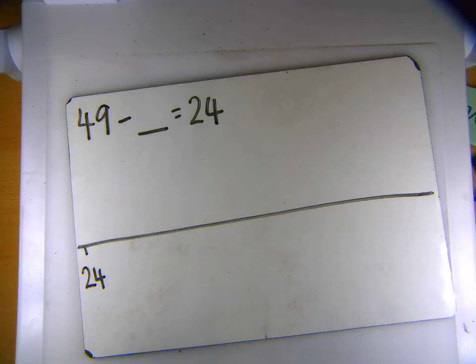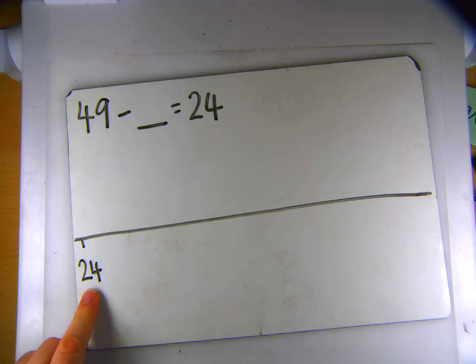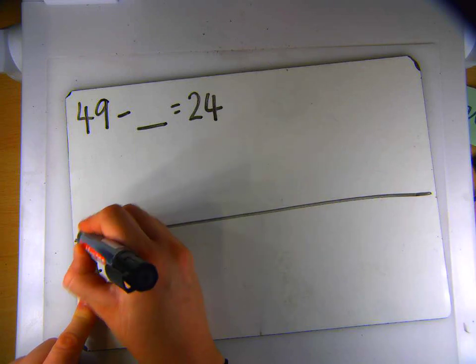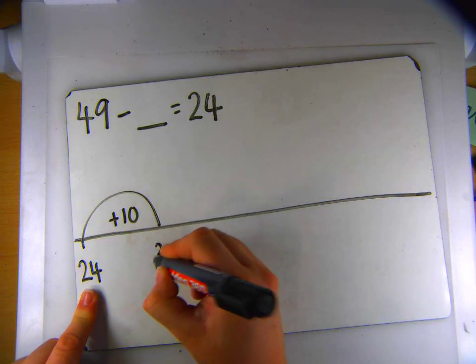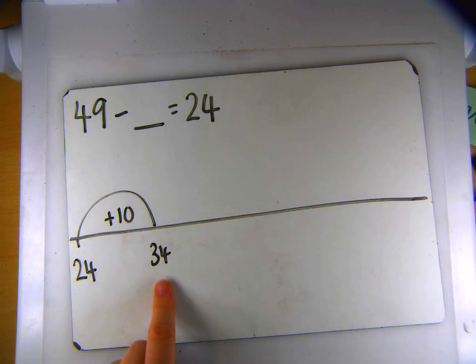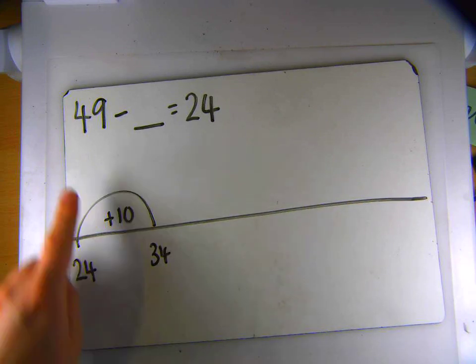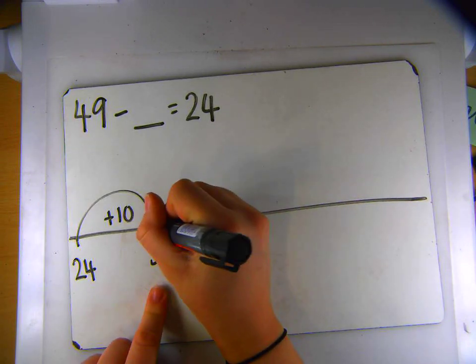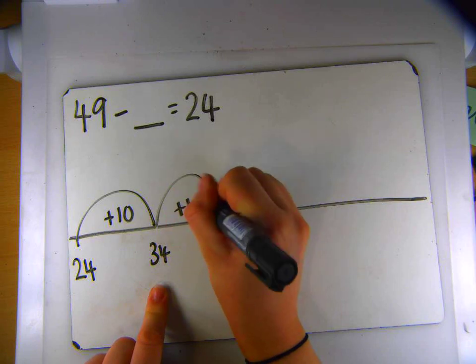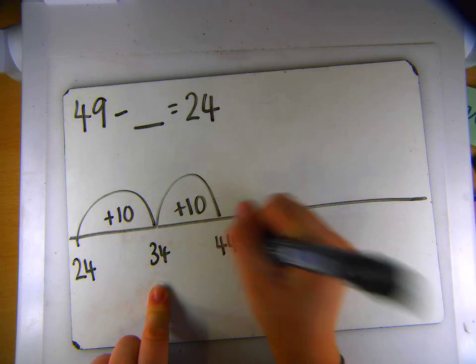So, looking at 24, can I add a 10? Will that be too many? No, it won't. Which is 34. Could I add another 10, bringing me to 44? Would I have gone too far? Nope. So I'm going to add another 10, which brings me to 44.